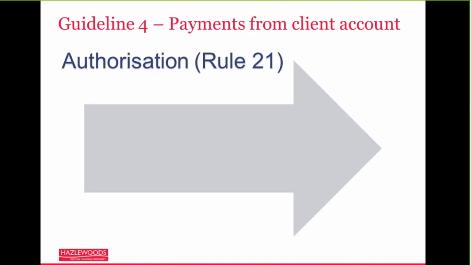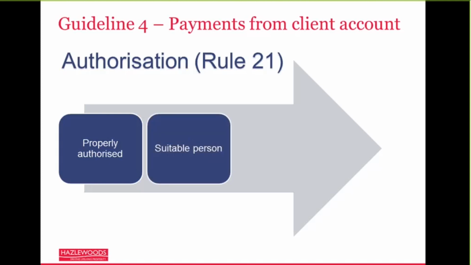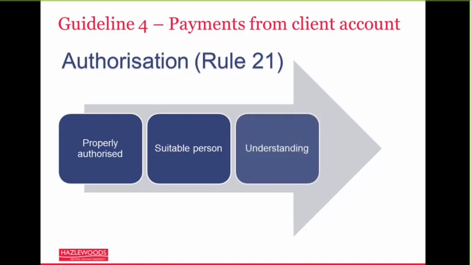Guideline 4 covers payments from client accounts, and first of all, the authorisation of those payments. So all payments or withdrawals from the client account must be properly authorised. This includes client-to-office transfers, client cheques, and all other withdrawals. Those withdrawals must be authorised by a suitable person. That person does not necessarily need to be an owner or a manager of the business, although the responsibility for those payments will ultimately rely on them. That suitable person must have an understanding of the rules, especially how and when withdrawals can be made.